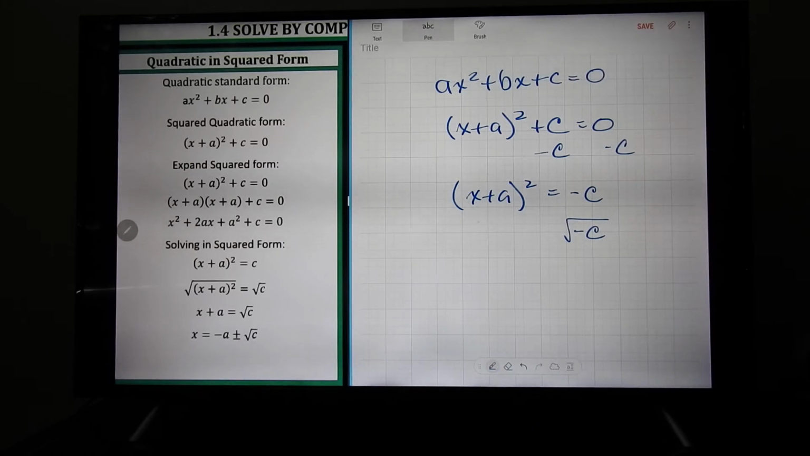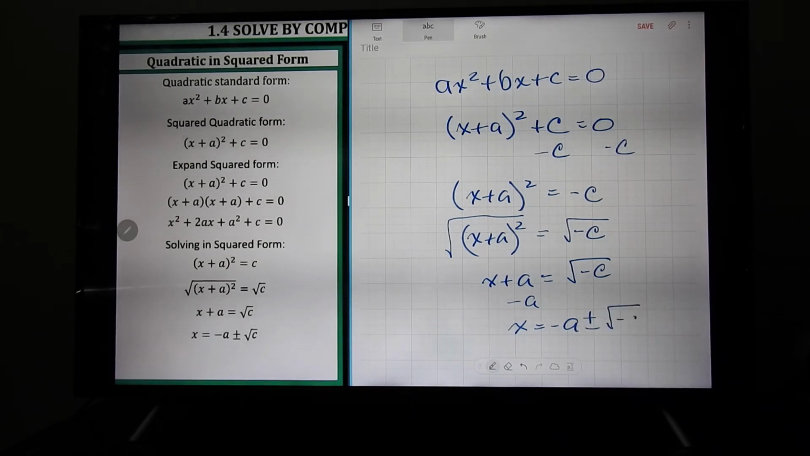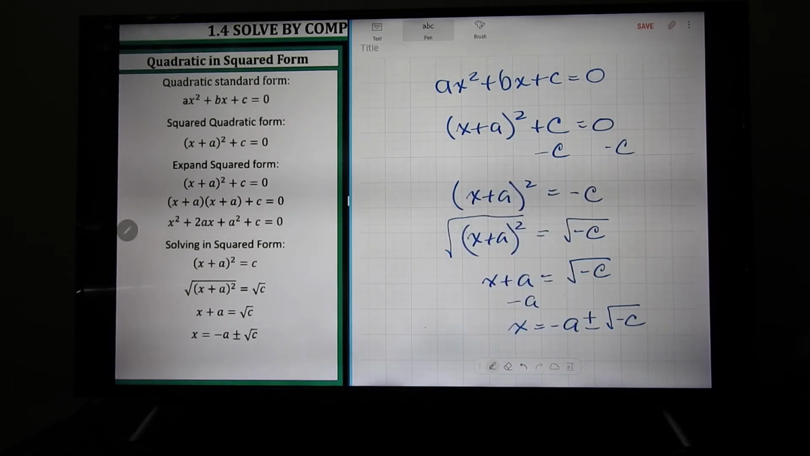So I'll just show getting the square root of this side. There's a lot of letters and symbols. When you take the square root of something that's squared, you get the expression itself, and so that's going to be your answer. Then you subtract from both sides, and this is going to be your answer, negative c.